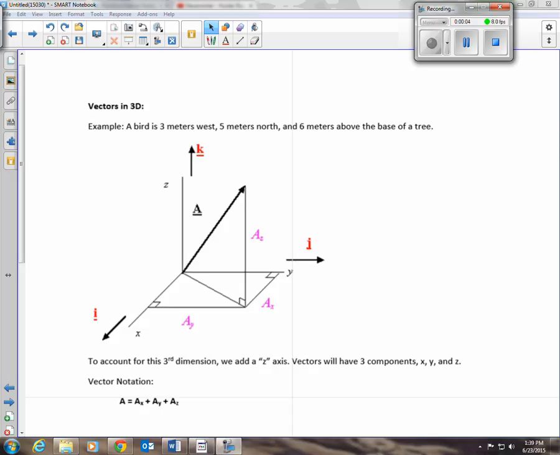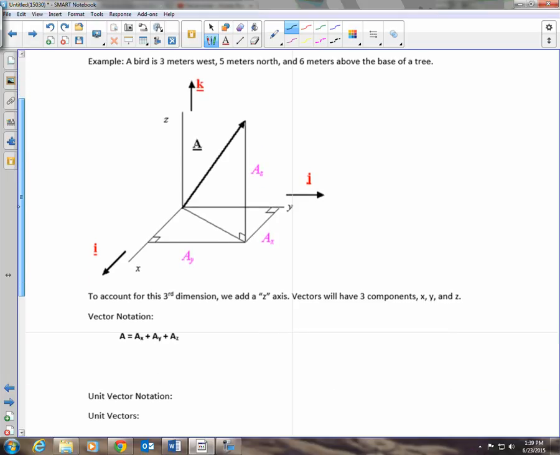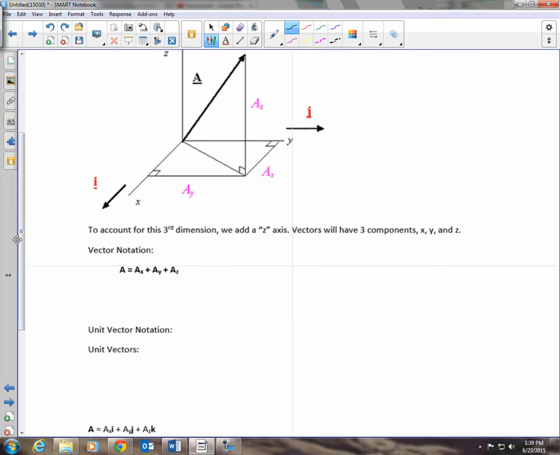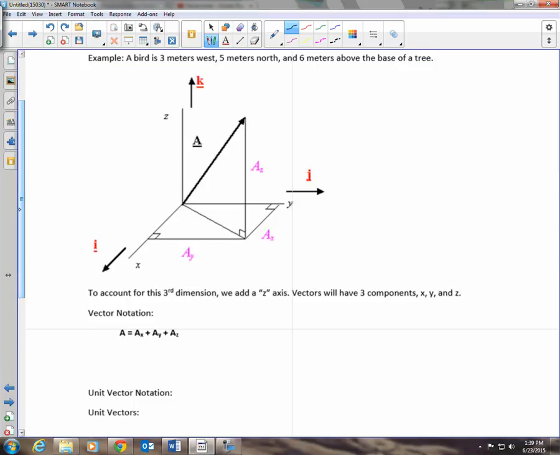So for this next video, we're going to be doing something we haven't seen before, and that's for 3D. So an example might be 3 meters west, 5 meters north, and 6 meters above the base of the tree. So not only do we have x and y, we're going to add a third dimension. We're going to call it z. So in this example, x is going back and forth here, so that might be like north and south. Y is going east and west. And z gives us the up and down.